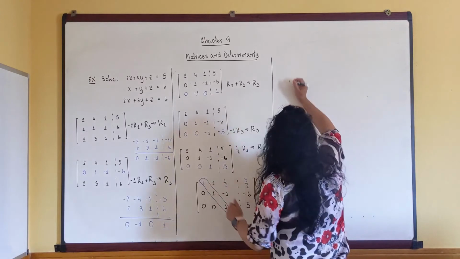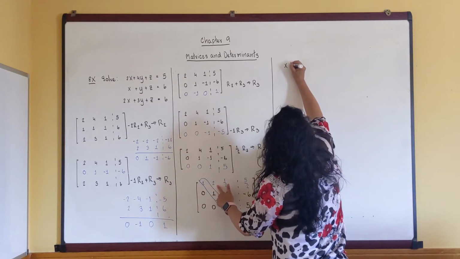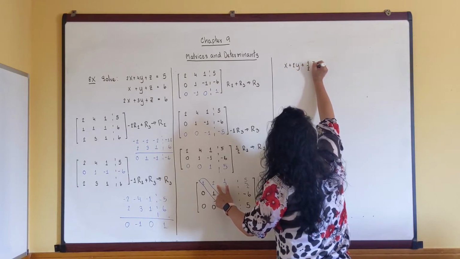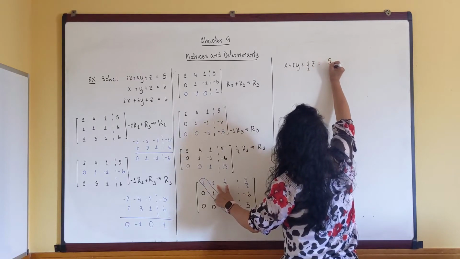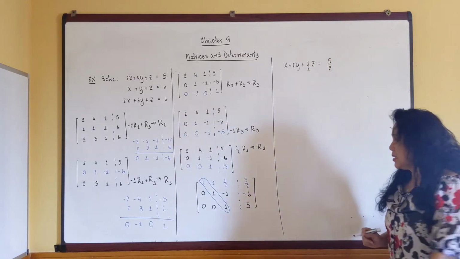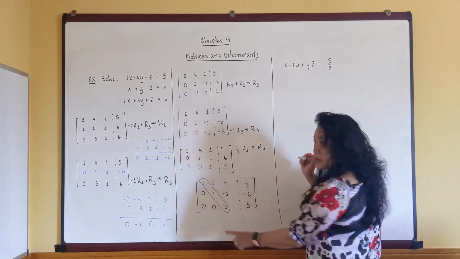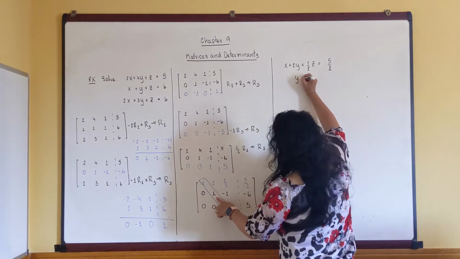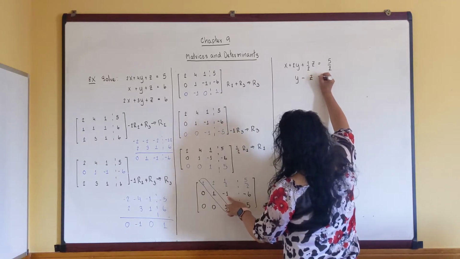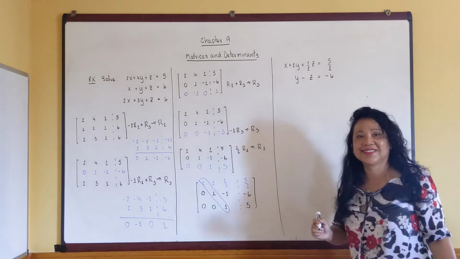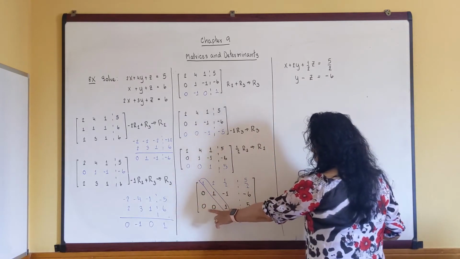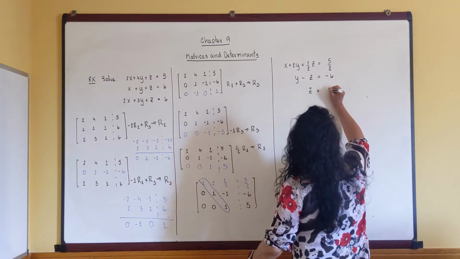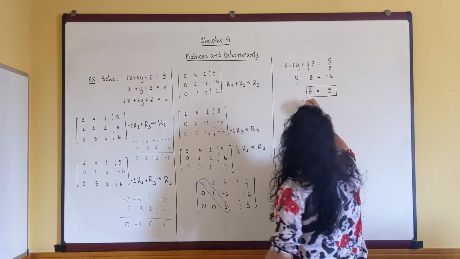So you're going to have 1x, so I can write it as x plus 2y plus 1/2 z equal to 5/2. All right, the second row, I'm going to have 0x, so I don't have to put 0x, right? Just 0, plus 1y minus z is equal to negative 6. All right, the next row will be 0x, 0y, and z is equal to 5. Now you have solved for z.